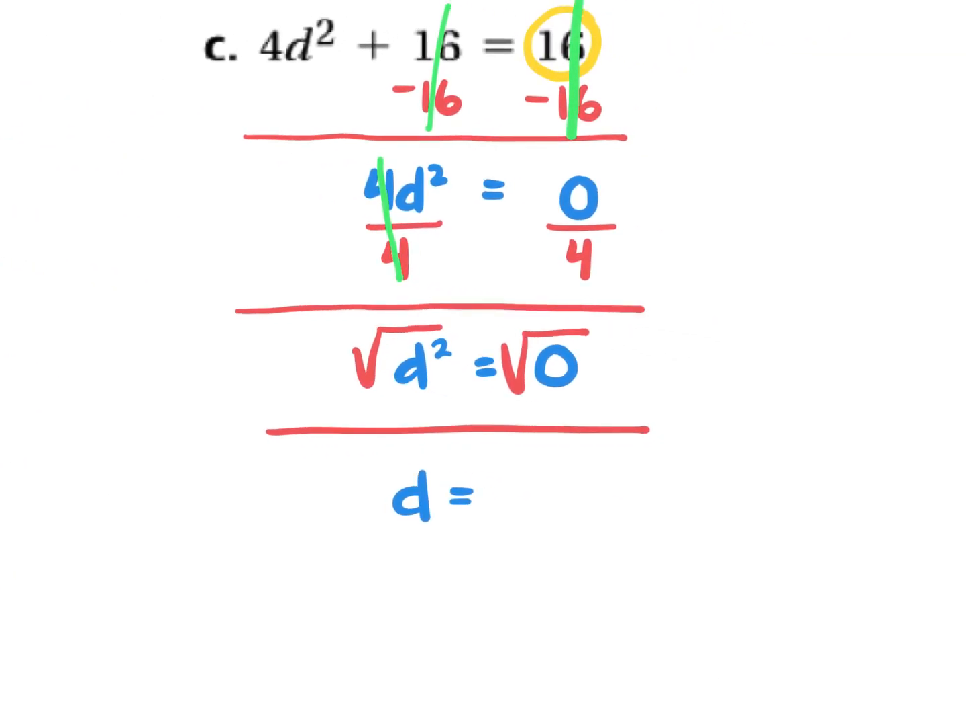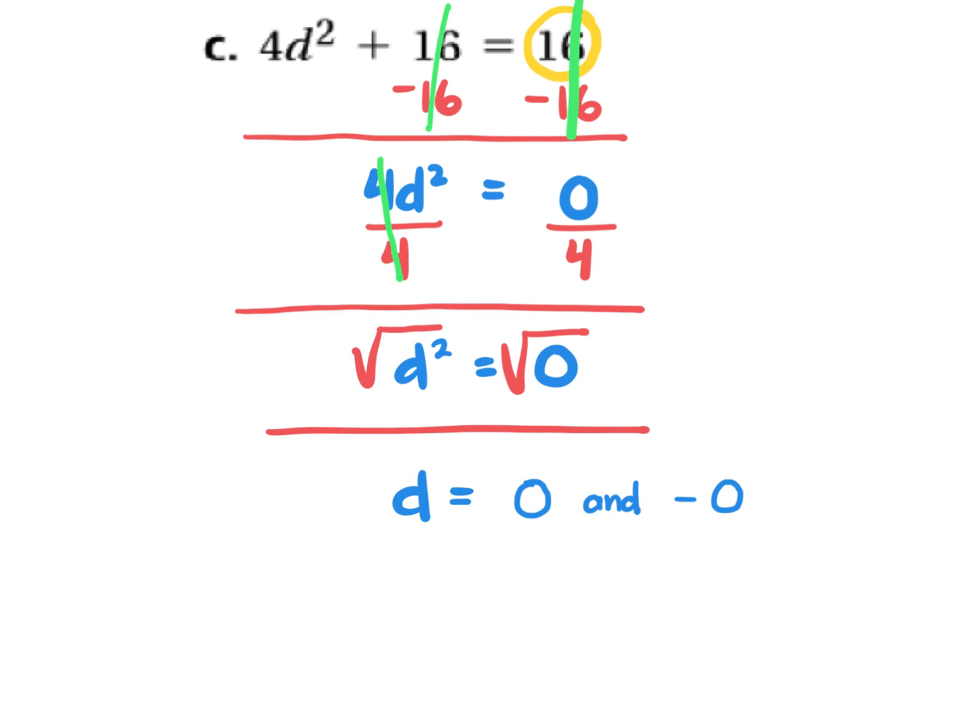Is it possible to take the square root of 0? And the answer is yes. It is possible to take the square root of 0 because 0 is not negative. I just need two things that are going to multiply to make 0. And we get 0. But there's actually a second number, and it's negative 0.